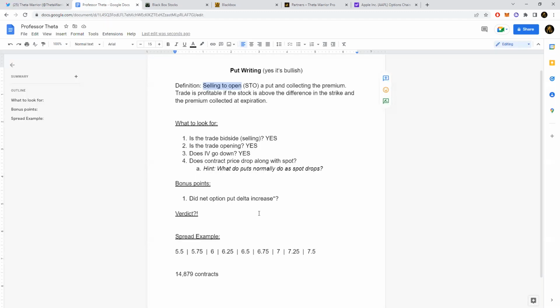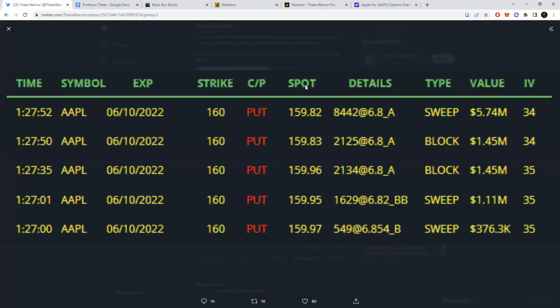And then the last main thing we look at is, does the contract price drop along with spot? So spot would be the price of Apple. Okay, so this is spot. The first trade came in with Apple trading at 159.97. Next one, 95, 96. A couple seconds go by, they drop it to 83 and 82. So spot, or the price of Apple, is lowering, right?